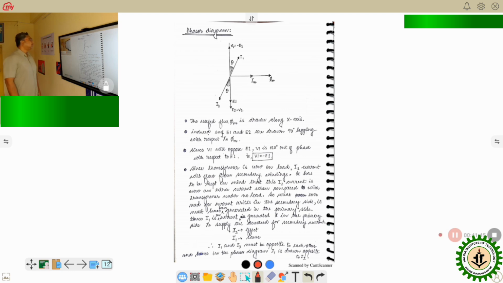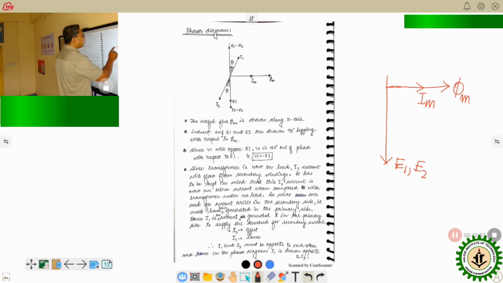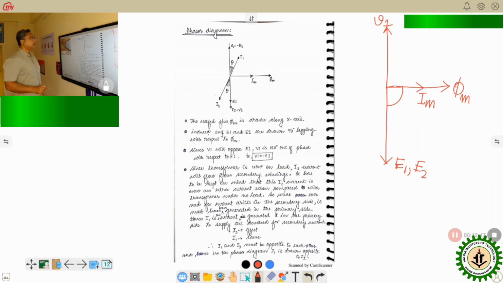Now we will understand the phasor diagram of the ideal transformer under load, meaning when load is connected. The major portion of the phasor diagram remains the same as that of no load. In the no load phasor diagram, I have chosen IM as the reference, and from IM, phi m gets generated. So IM and phi m are in phase. The induced EMF will lag by an angle of 90 degrees. Whether I write E1 or E2, these are two induced voltages, and their magnitudes differ if the number of turns are different. The induced voltage opposes V1, so this is 90 degrees lagging. So this was the phasor diagram of the transformer under no load.